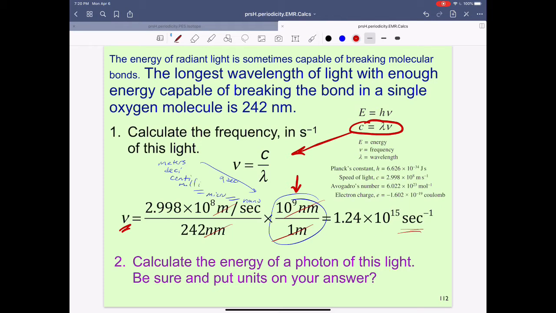That leads to a second question. If we know the frequency of this light, let's calculate the energy of the photon of this particular light. Let's calculate the energy. That means you'll need to access this equation. Pause.